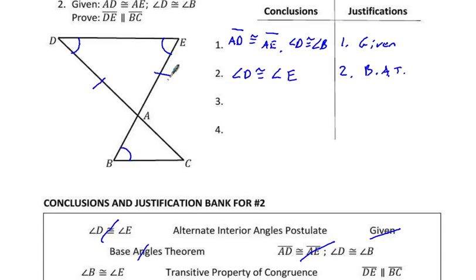I then can say, because I see in the picture, that angle E is congruent to angle B, and that's important. And the reason for that, transitive property of congruence.